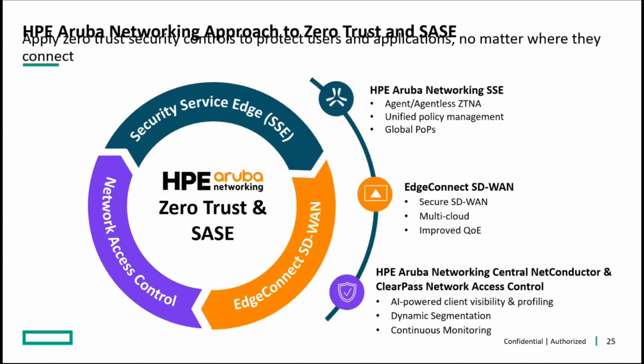And that's where we get to this full cycle where we're layering the SSE with agent or agentless ZTNA and unified policies. And then we pair that with SD-WAN, which can give our locations their different connection points, whether we're connecting branch to data center, or directly to the cloud, and then we're pulling the data in from ClearPass to have better visibility and insights into all the devices and users connecting in.